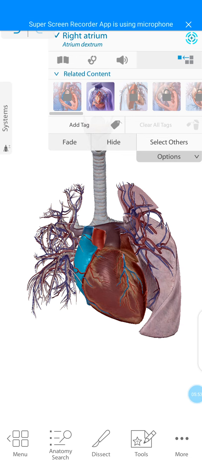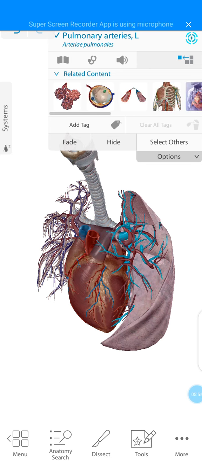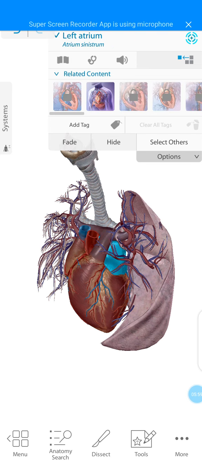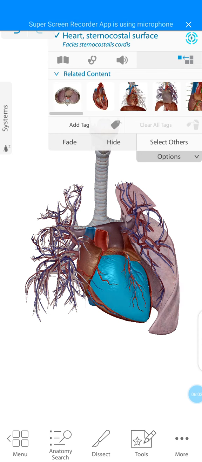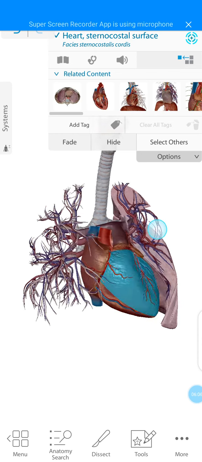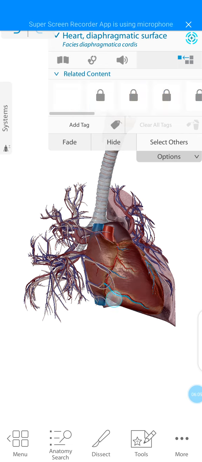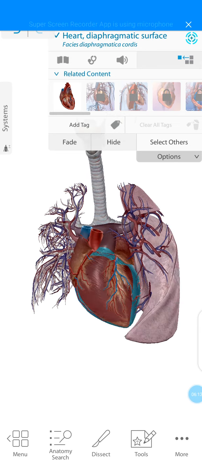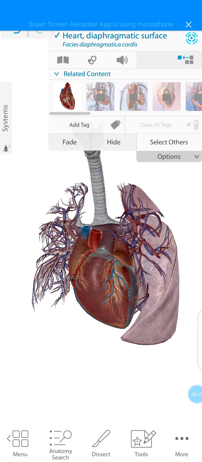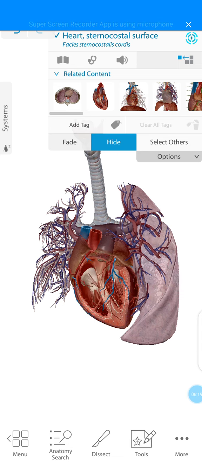Now you can see the internal heart, the right ventricle, and the supply of the right ventricle, the left ventricle, and the supply of the left ventricle. These are the tricuspid valves. These are the bicuspid valve.